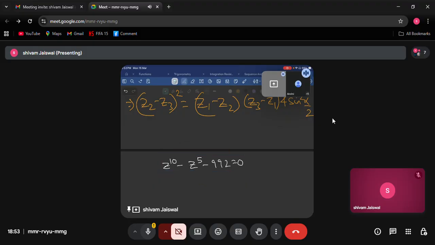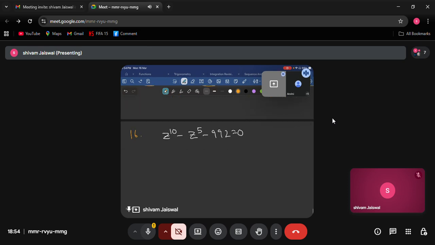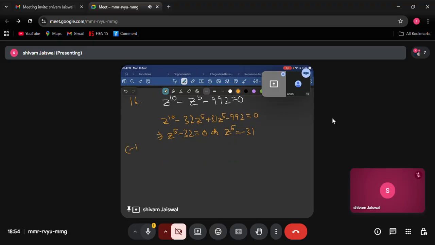Z to the power 10 minus Z to the power 5 minus 992 equal to 0. So over here, when you factorize it, how to factorize? 31 and 32, right? So this will become Z to the power 10 minus 31Z minus 32Z to the power 5 plus 31Z to the power 5 minus 992 equal to 0. This implies Z to the power 5 minus 32 equal to 0, or Z to the power 5 is equal to minus 31. So there will be two cases.